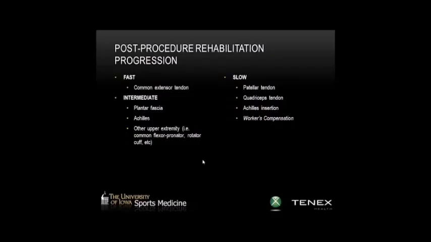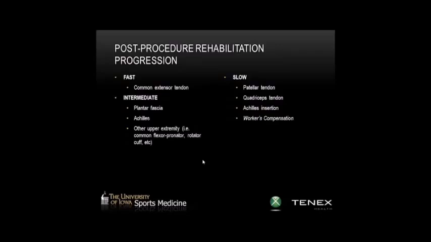The intermediate group for me is going to be the plantar fascia, the Achilles, and the other upper extremity tendons that you may treat. And so these we're moving along. We're not just letting them go back to whatever like I might for a tennis elbow. We're taking it a little bit slower that first 6 weeks, but really I'm allowing them to progress as rapidly as they can after that point.